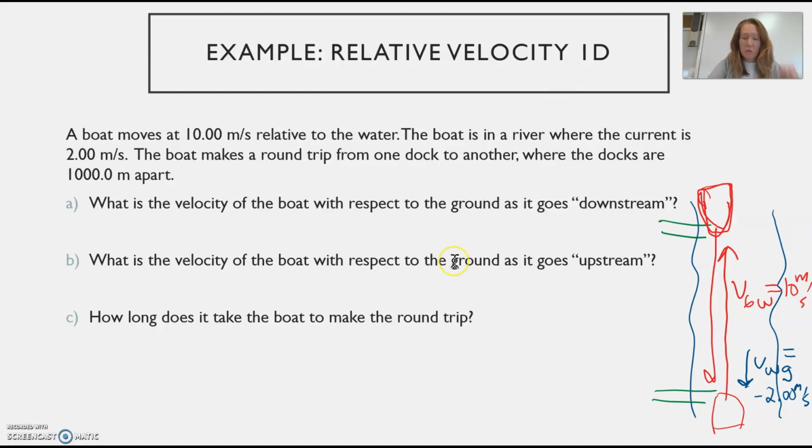So now, when we have to add these, I should note that on the way upstream, that's a positive, right? But then when it's going downstream, then that's a negative 10.